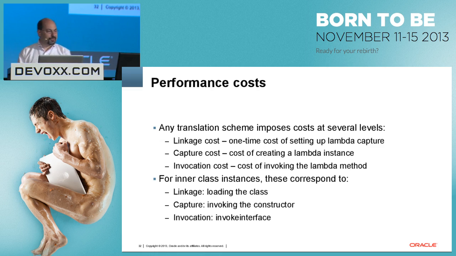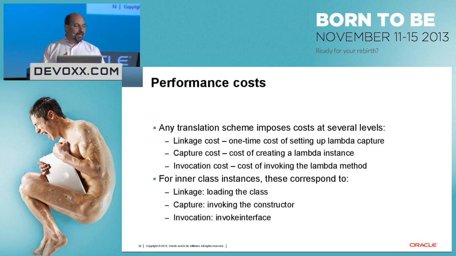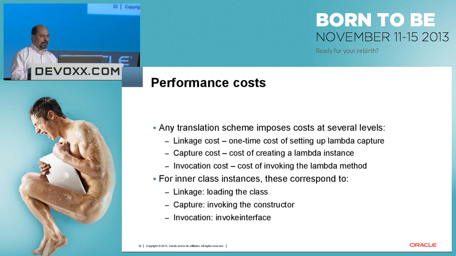Okay, so show me some numbers. First, let's categorize the numbers that I'm going to show you. Any scheme for translating lambdas to objects at runtime is going to have cost at a couple different layers. So we can divide them into linkage cost, capture cost, and invocation costs. The idea is linkage cost is the first time you evaluate a certain lambda that shows up in your code, or an inner class that shows up in your code. The capture cost is the cost of subsequent times that you stumble over the same code. And the invocation cost, finally, is the cost of actually calling the Lambda or calling the method on the inner class instance.